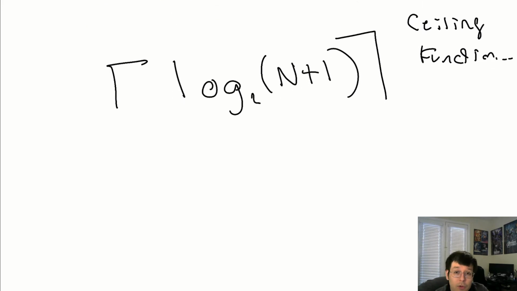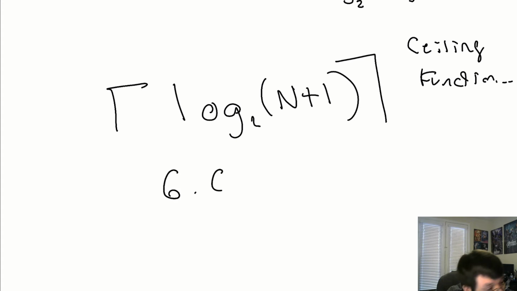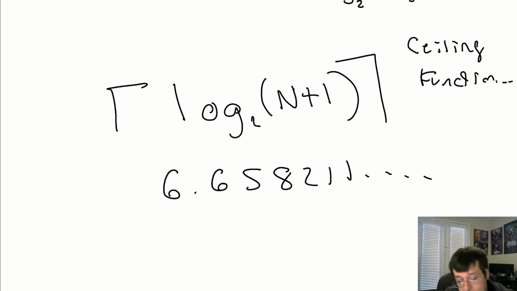So if we have 100 nodes that we have to insert, we put in n equals 100, and 100 plus 1 is 101, and we take the log of that. That's going to be, I don't know, 7.2. Let's see, 6.6. Ooh, I was off. 6.658211, and so on. Okay. The point is that it's 6 point something. You round that up to 7.